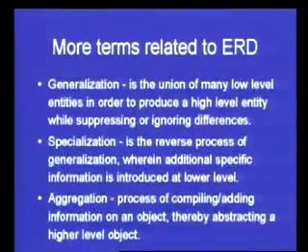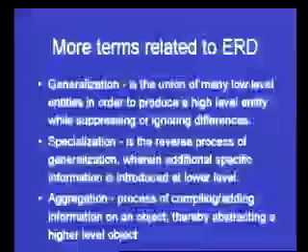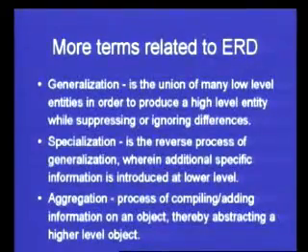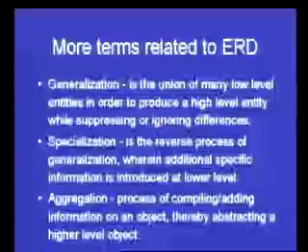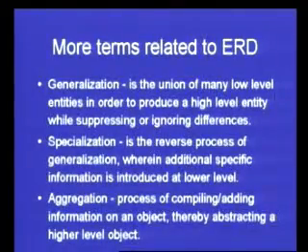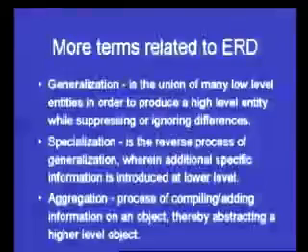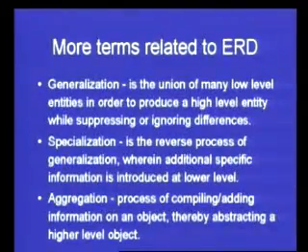Then comes aggregation. Aggregation is the process of compiling or adding information on an object, thereby abstracting a higher level object. Whenever I speak about the information, it is nothing but the set of attributes. Abstracting a higher level object means you are having some other object which includes your newly added fields. So the number of fields in your object are going to increase whenever you apply the process of aggregation. Once again, let me read what is meant by aggregation. It is the process of compiling or adding information on an object, thereby abstracting a higher level object.